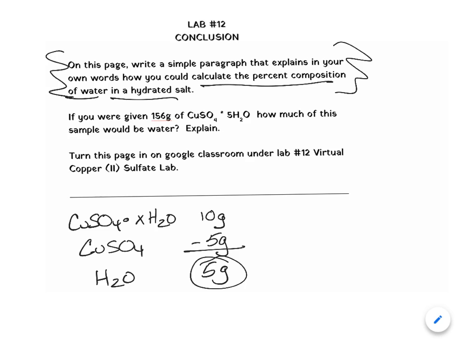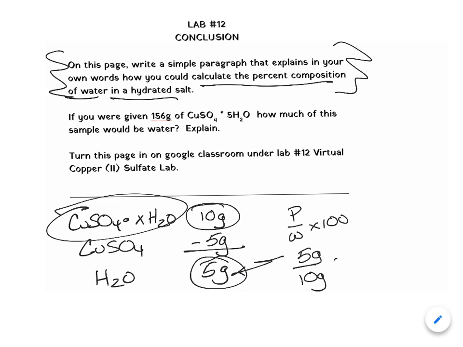And then to find the percent of the water, you'd have to take the part divided by the whole times 100. The part that we're looking for is the water. So that's 5 grams over 10 grams total. That's the total because that's the copper sulfate with the water, times 100, and that would be 50% water. Okay, so that is kind of like the beginning part of this. On this page, write a simple paragraph that explains in your own words how you calculate the percent composition of water in the hydrated salt.